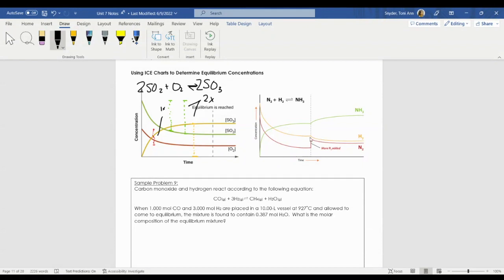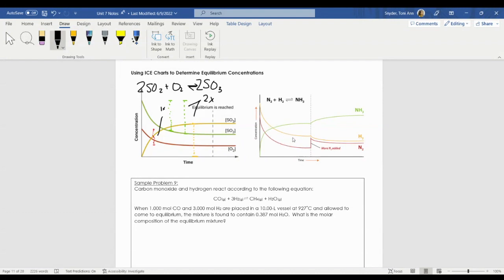This one on the right, I don't think I like as much, because I'm pretty sure that they don't look as nice as this one does. We can clearly see that the amount that my SO3 concentration increases is the same as the amount that my SO2 decreases, and that's because it's the same ratio. This one doesn't look as clear.